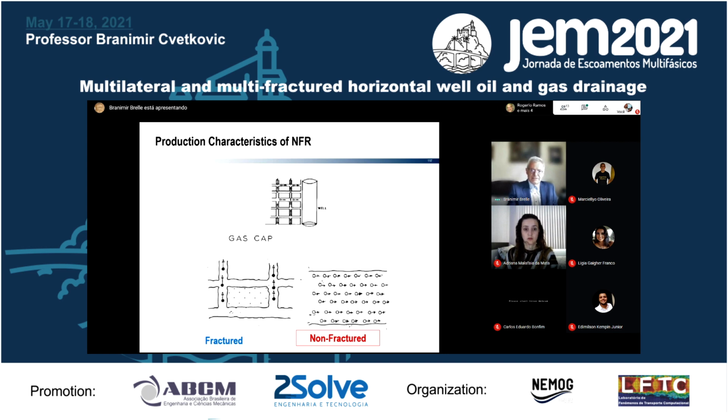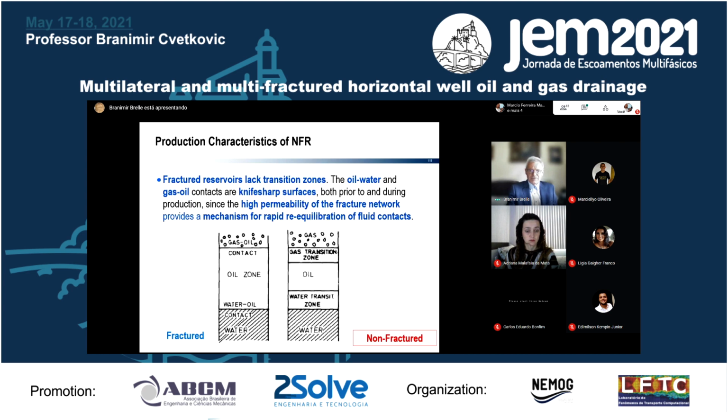Okay. And then gas cap, you also have to look at the gas cap. All gas is going to go to the gas cap, so the rest, the GOR that is left over in the reservoir, will be lower than when I have a conventional reservoir.